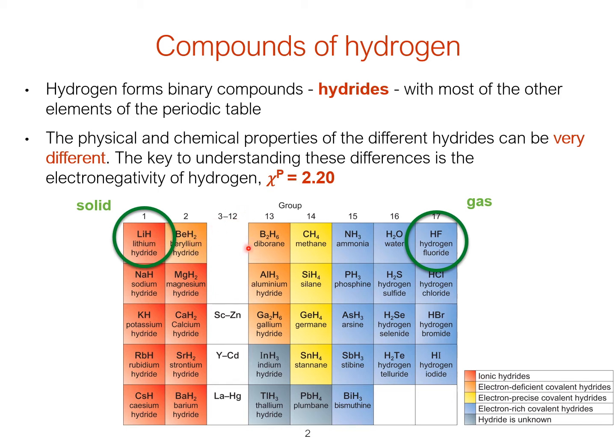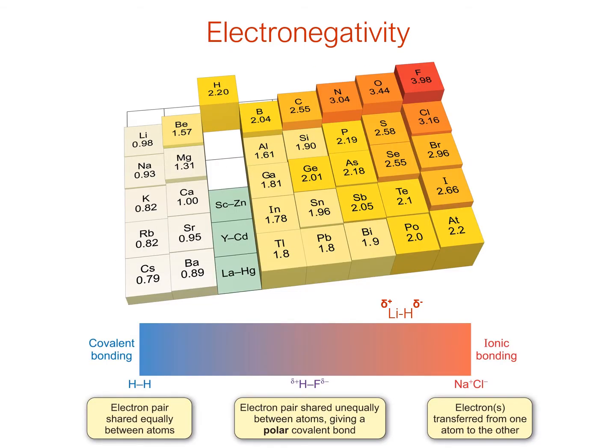With beryllium and the top of group 13, we've got electron deficient ones. Here we've got electron precise covalent hydrides and electron rich covalent hydrides here. And depending on the electron deficiency or preciseness or electron richness, we also see differences in the chemistry. So we'll go through group by group and see what the differences are. But first we should look at how the bonding is affected by the electronegativity.